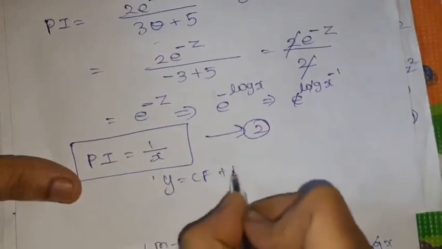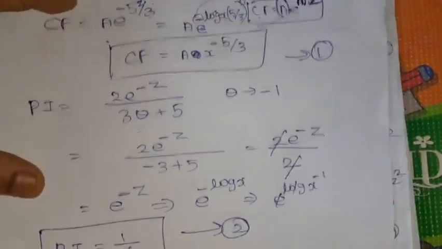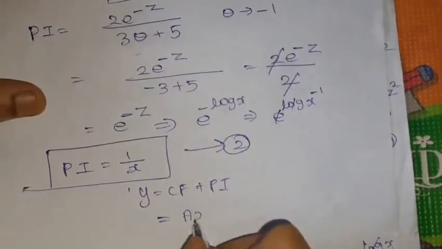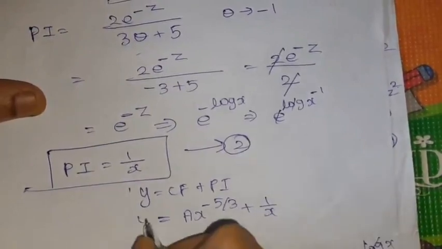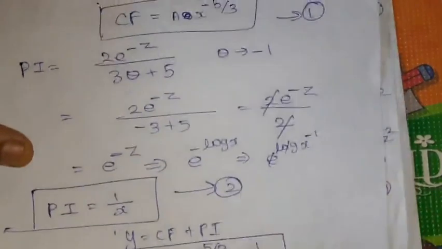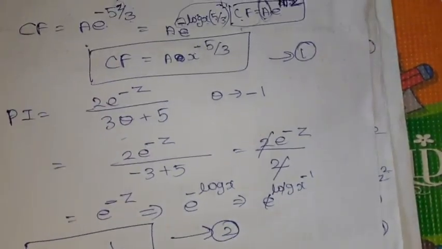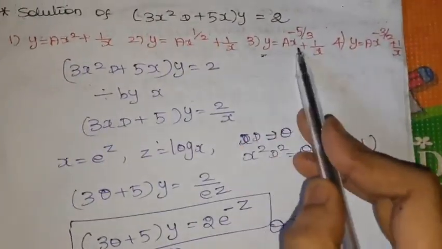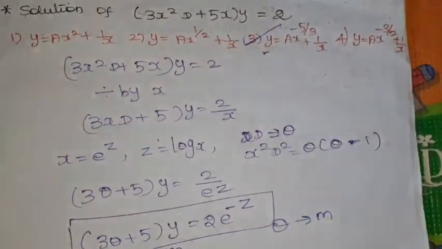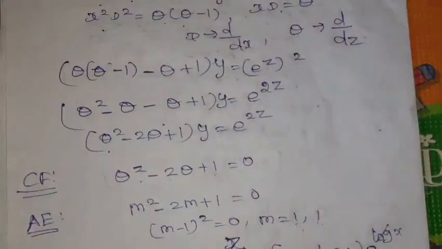So y equals complementary function plus particular integral, combining equations 1 and 2. So a x power minus 5 by 3 plus 1 by x. This is the solution for the given differential equation. Which one? Option 3, y equals a x power minus 5 by 3 plus 1 by x. Then we'll move on to the next problem.